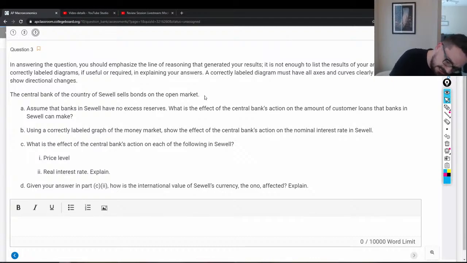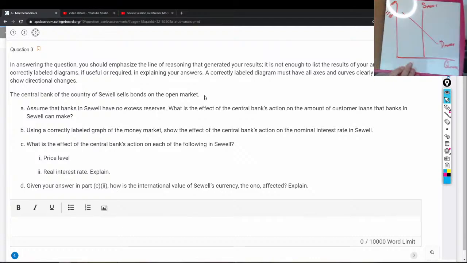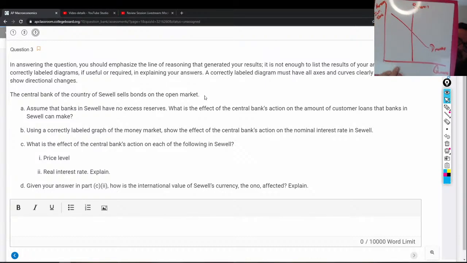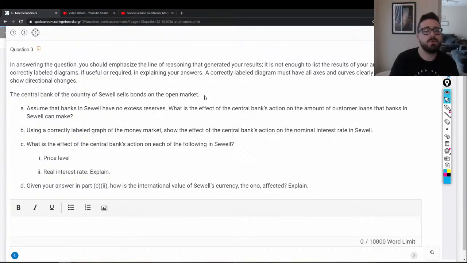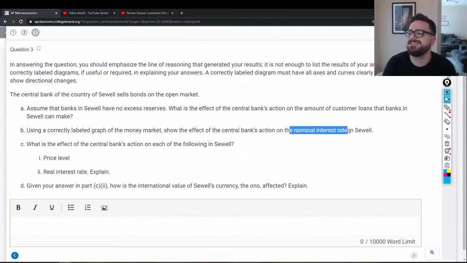So we got the money market graph, which looks like that. Supply of money, demand for money, quantity of money, nominal interest rate. Which, if you forgot that it was nominal interest rate, hey, look right there. It says it. That's helpful. Okay. So show what this does to the money market graph. It should be contractionary monetary policy, so it should decrease the money supply.